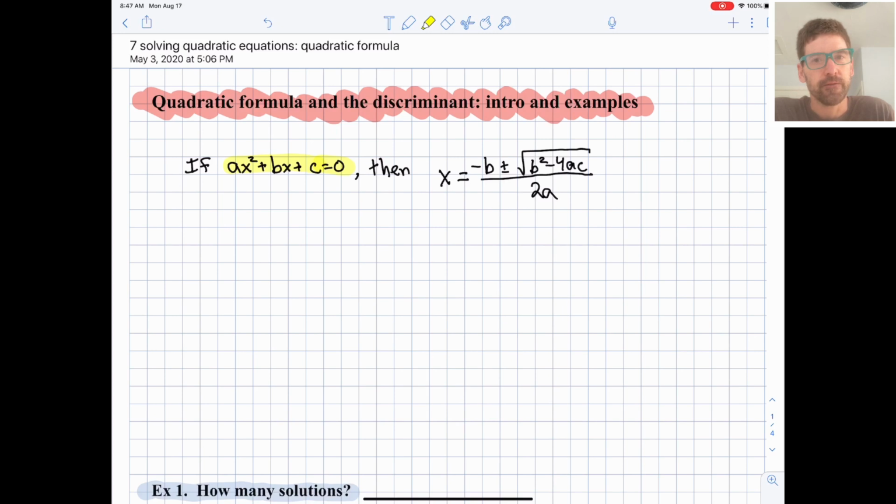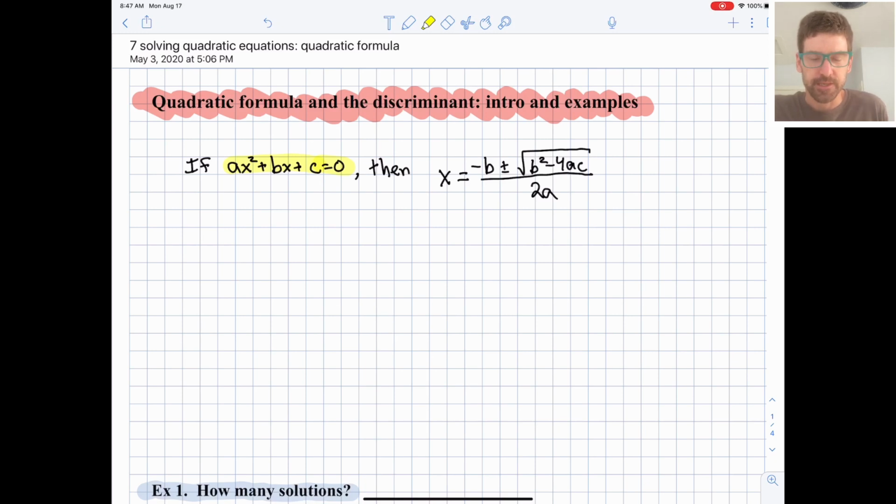By the way, if a quadratic equation was in vertex form, you could probably solve for x by taking square roots, dividing both sides, etc. You wouldn't need to use the quadratic formula. But often it's in standard form and we need to use the quadratic formula.